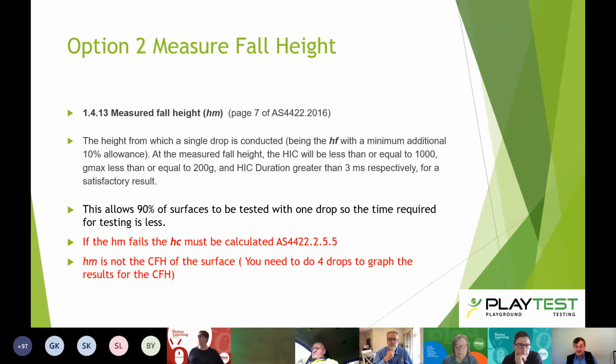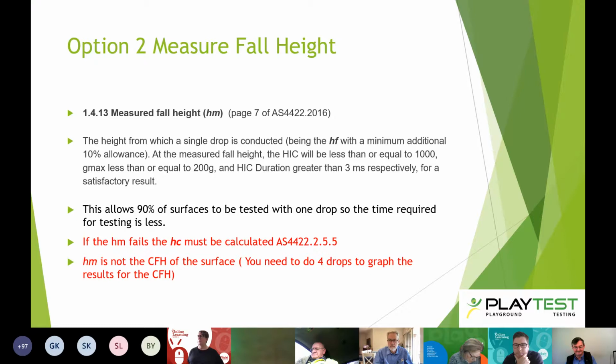One thing that we did too, I think Andrew did, was introduce all the abbreviations into the standard. So we've got HM and HC and HF. It makes it a little bit easier to understand. It's hard though to change old habits because, you know, CHF has always been critical fall height to me and free height of fall.